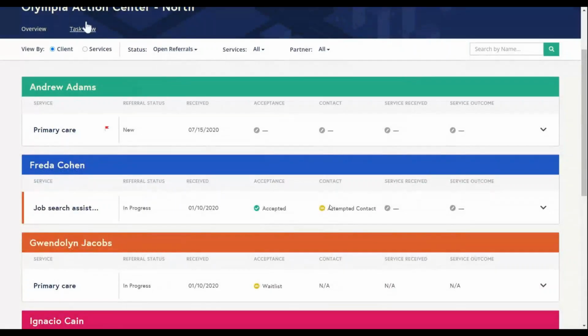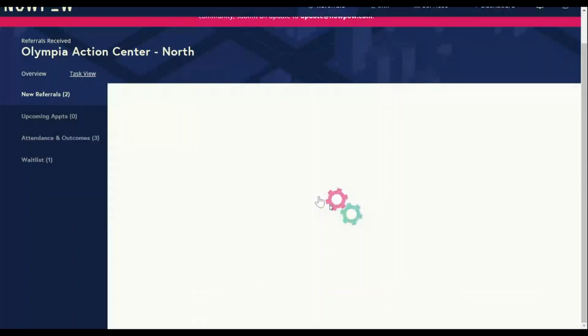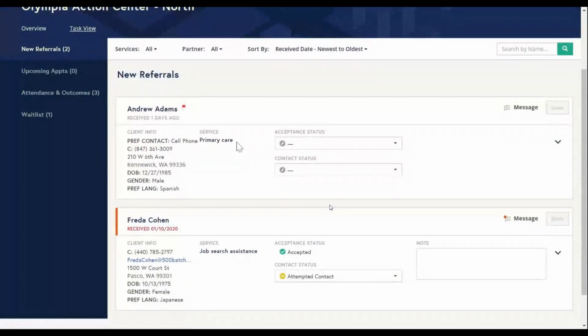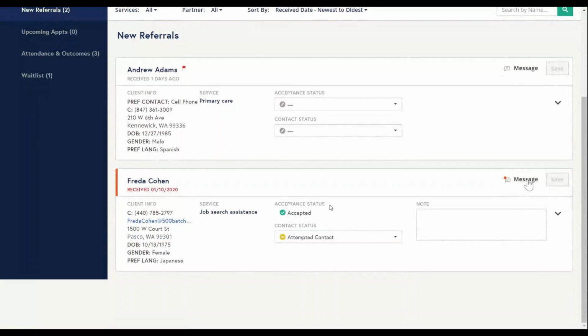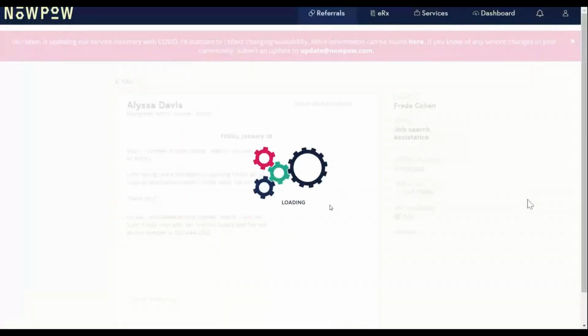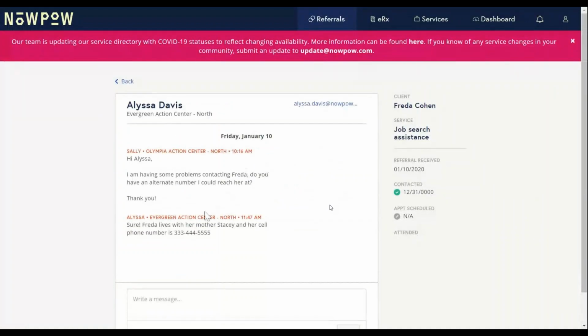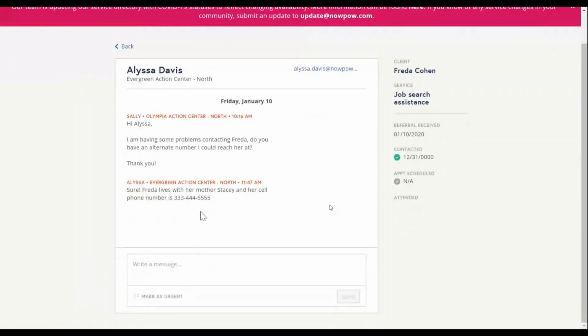There's also another view here, task view, where you can do all of the same things. And if you notice here, this one has a message. You get this orange banner here on the side, and you'd be able to read the message that's going back and forth. So in this case, Alyssa got a message saying that she wasn't able to contact Frida, and they were able to go back and forth here and give the updated information about Frida.